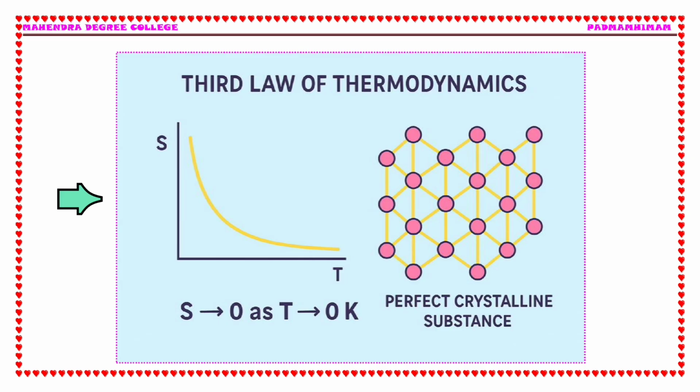Entropy and disorder: entropy is a measure of disorder or randomness in a system. At absolute zero, a perfect crystal has minimal thermal motion and a highly ordered arrangement of its constituent particles, resulting in the lowest possible entropy.